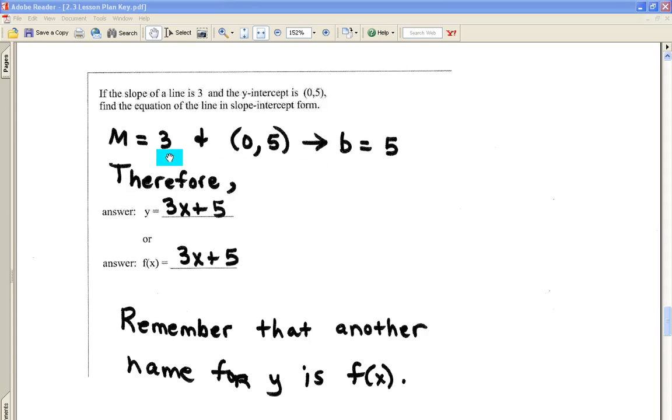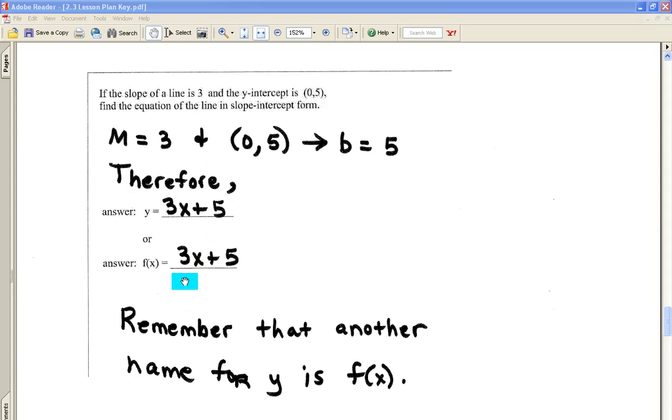So, we've already been given m. We've already been given b. 0, 5 is the y-intercept, which means that b is equal to 5. Therefore, to find the equation of the line, we just take the formula y equals mx plus b. Notice I replace m with 3. That's how I get 3x. And I put b at the back, plus 5. y equals 3x plus 5.